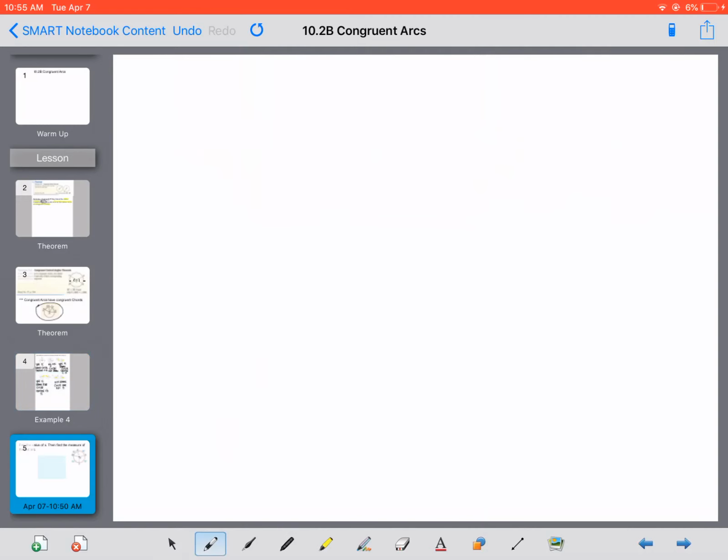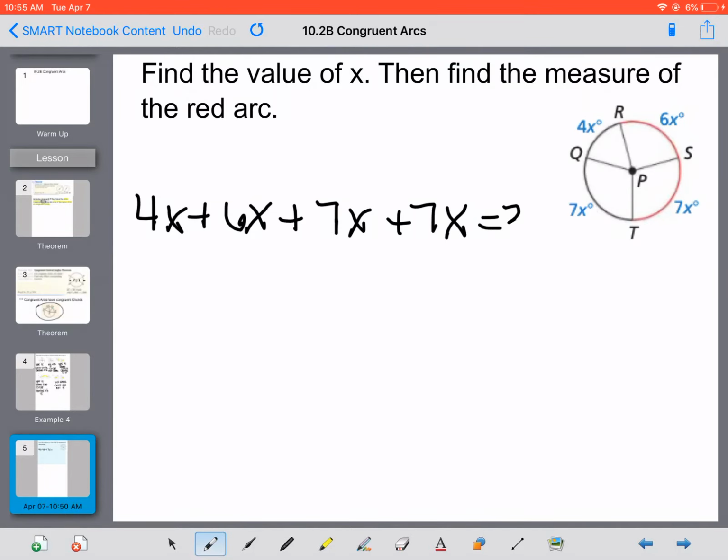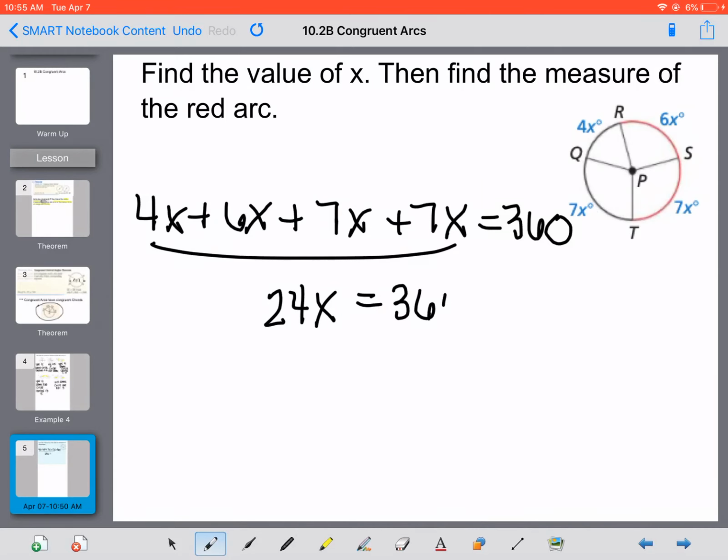Okay, let's take a look at this one and let's apply some algebra here. It's saying to find the value of x, and then we want to find the measure of that red arc. So remember that the degrees of a full circle is 360 degrees. So we can say that 4x plus 6x plus 7x plus 7x has to give us 360. If we combine like terms here, that gives us 24x is equal to 360. When we divide by 24, we get x is 15.